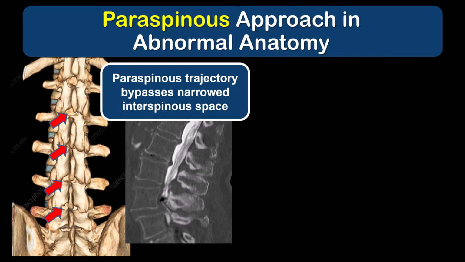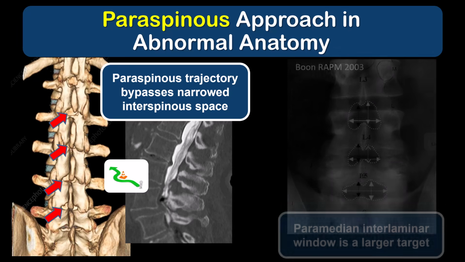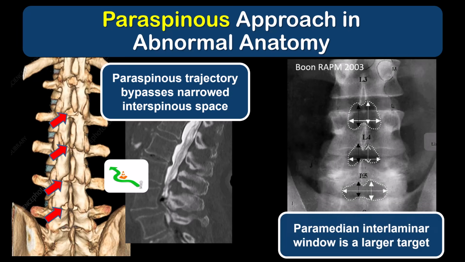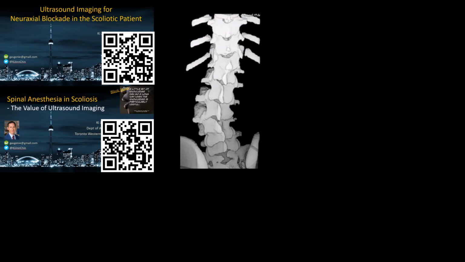Now, other studies have shown that paraspinous approaches have a higher success rate in patients with difficult spinal anatomy in terms of narrowed spaces. And this is because, as we've said, the paraspinous approach bypasses the narrow channel between those spinous processes. In addition, the paramedian interlaminar window generally has larger dimensions than the midline window and is thus an easier target to hit. In scoliosis patients, the paraspinous approach is particularly useful, and I discuss this in further detail in a couple of YouTube videos.